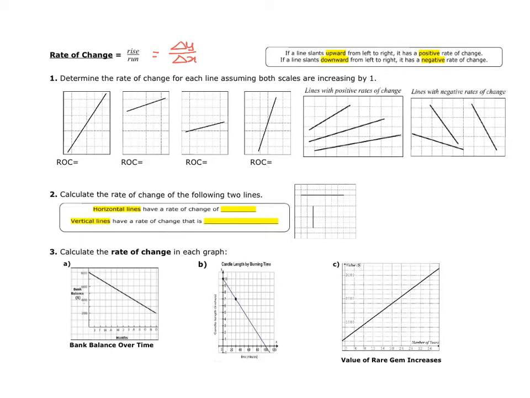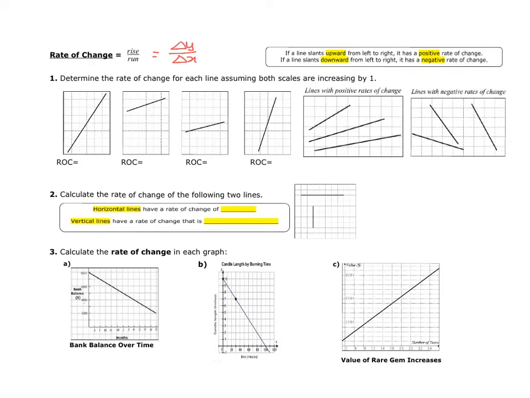Now if we have to determine the rate of change for each of these lines, you can simply find 2 good points and find your delta Y over delta X, which becomes your rise over run, and that becomes your slope, or in this case, rate of change. So I'm just going to do one question with you, and then I'm going to have you guys finish this sheet and then come back and check if you got all the questions right.